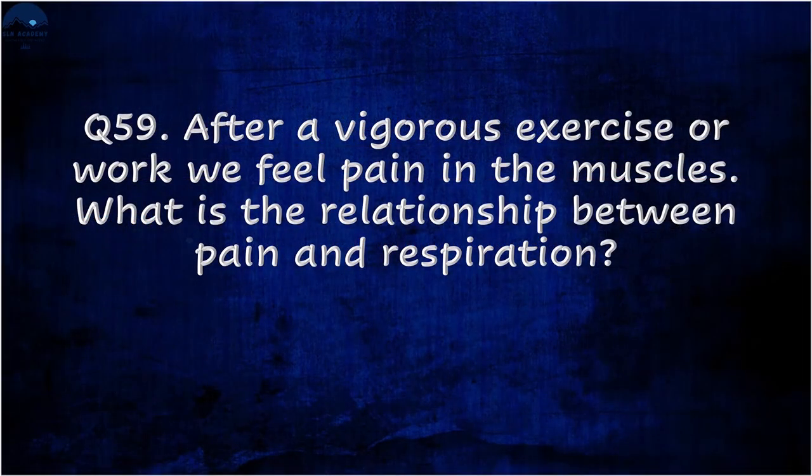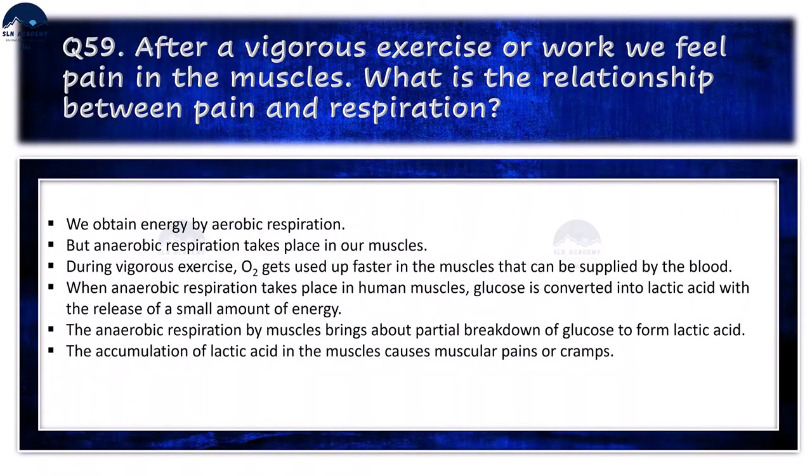Question 59. After a vigorous exercise or work, we will feel pain in the muscles. What is the relationship between pain and respiration? We obtain energy by aerobic respiration, but anaerobic respiration takes place in our muscles. During vigorous exercise, oxygen gets used up faster in the muscles than can be supplied by the blood.